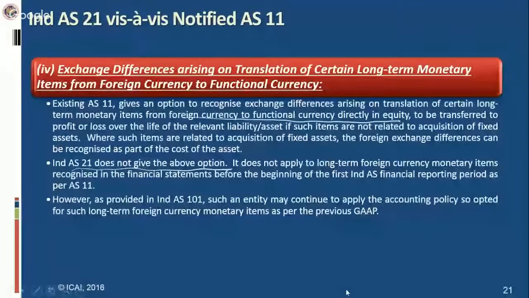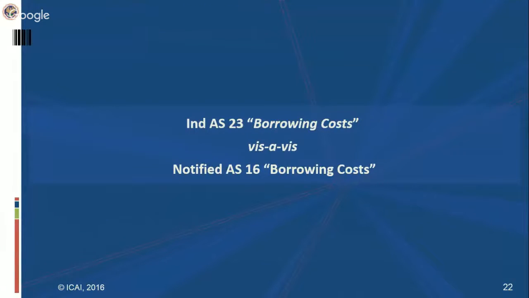So now let us move to another standard. After completing AS 11 vis-a-vis Ind AS 21, now let us move to notified AS 16 Borrowing Costs vis-a-vis Ind AS 23 Borrowing Costs. Both the standards deal with the cost related to borrowings and their accounting thereof.